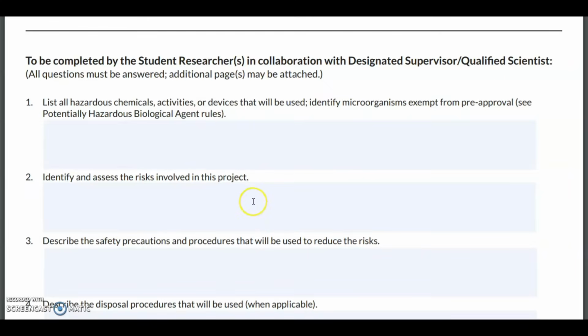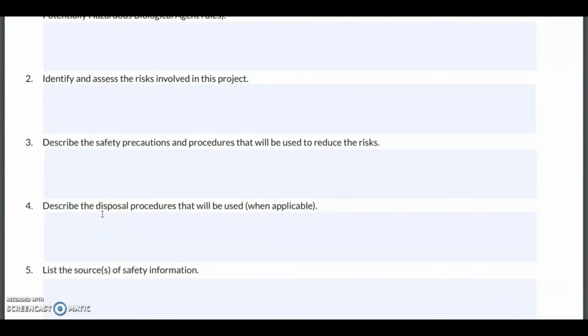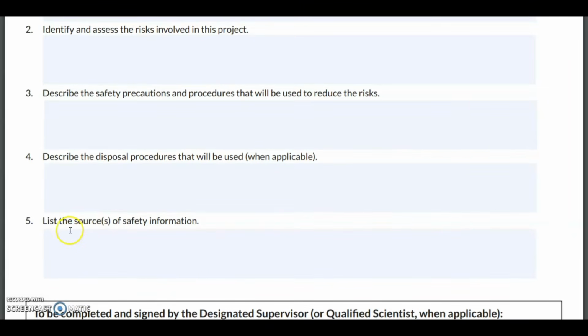Risk assessment should be indicated to determine the possible hazards that may be encountered by the student researchers. This includes the list of hazardous chemicals, activities, or devices that will be used. They should identify the microorganisms exempt from pre-approval, and they should identify and assess the risks involved in this project. Safety precautions and procedures that will be used to reduce the risk should also be described. And also the disposal procedures that will be used, only if it is applicable. And then you should list the source of the safety information.